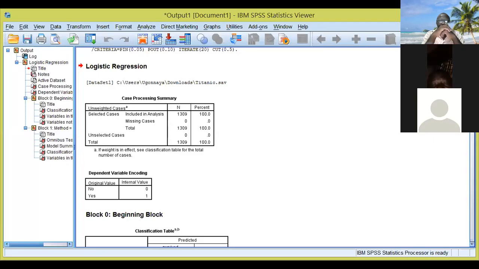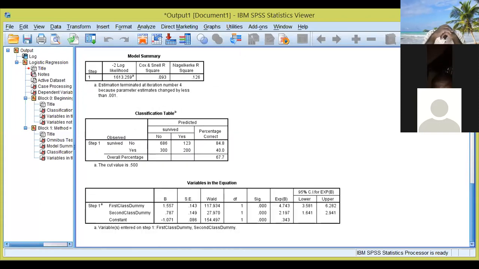Share the output again. It's coming up. Scroll down to the last. You will see that the first class is 4.7 times more likely to survive than third class, and second class is 2 times more likely to survive. That's the answer.